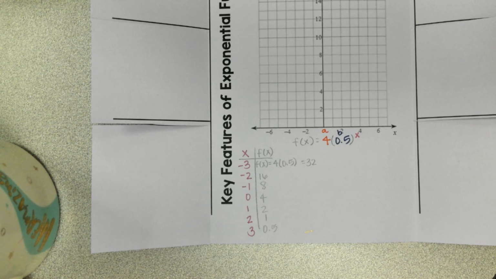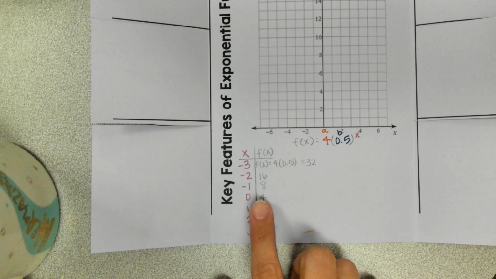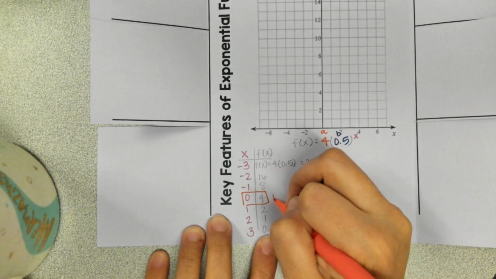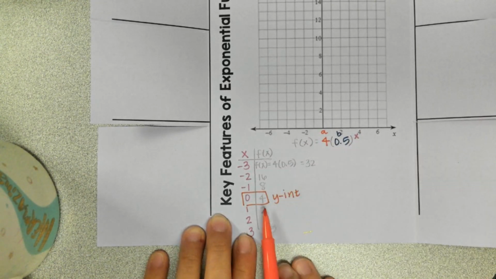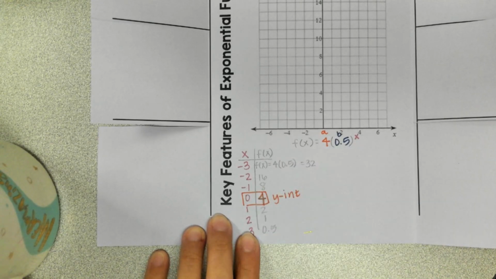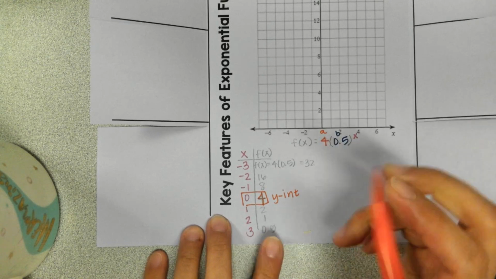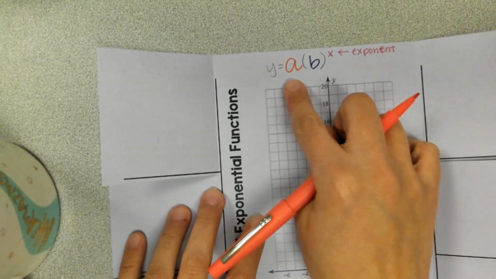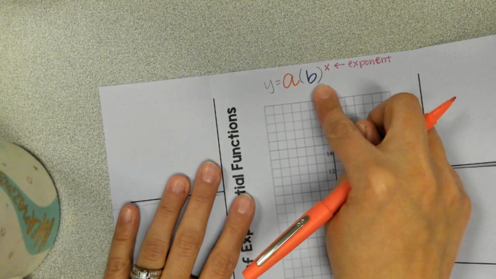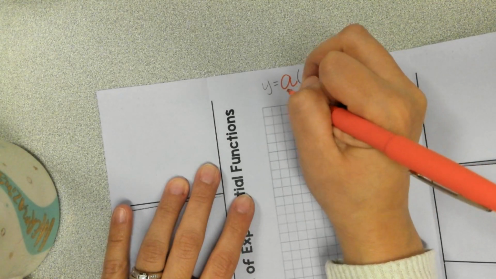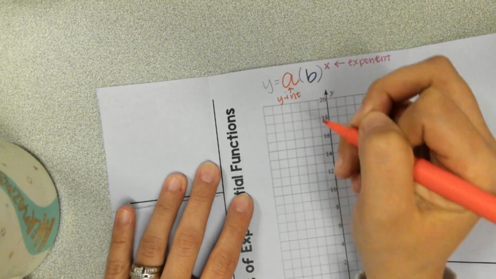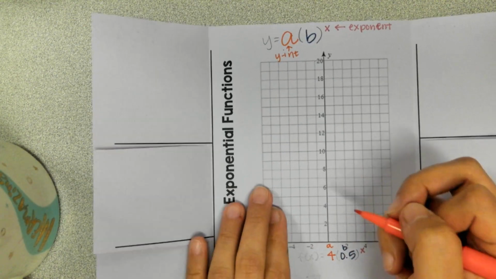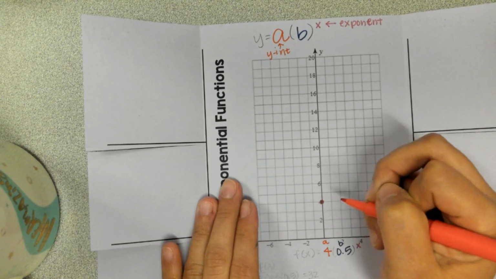Alright, so let's take a second to recognize that this down here, where x is equal to 0, is my y-intercept. And if you notice, that value of 4 is actually my a value. Therefore, we can say a, whatever a is, anytime we're in this form, is my y-intercept. I'm going to go ahead and plot that one at 4 for my y-intercept.